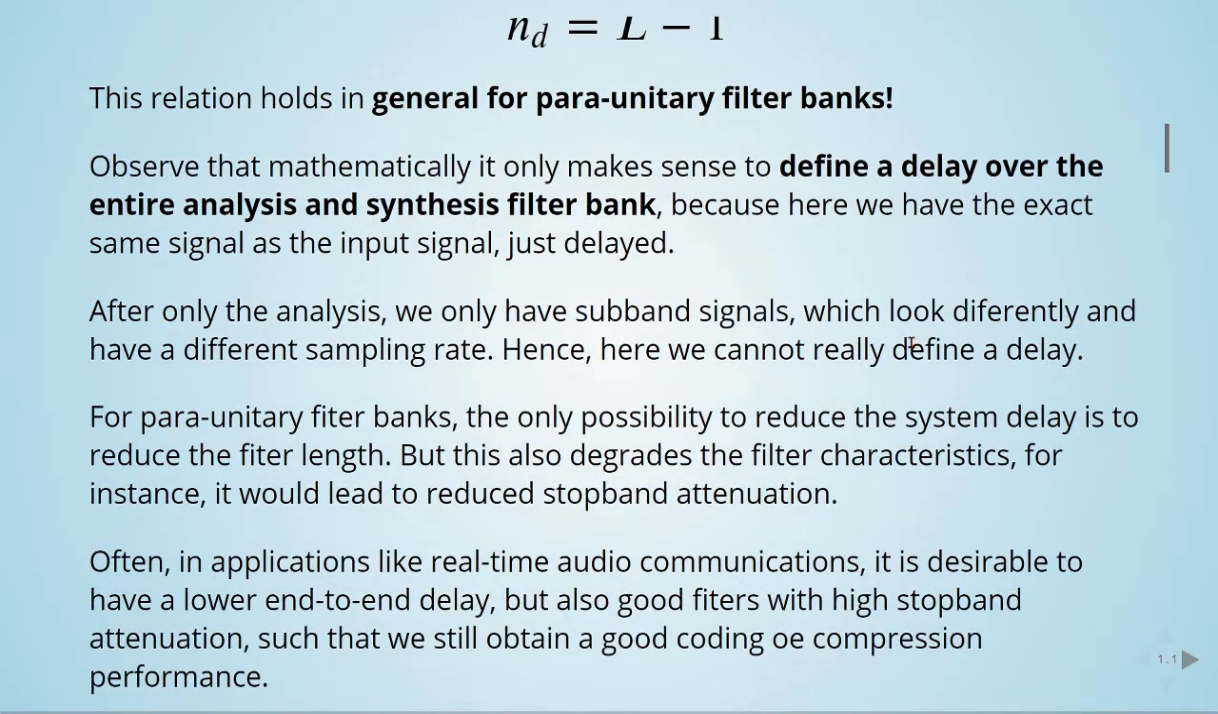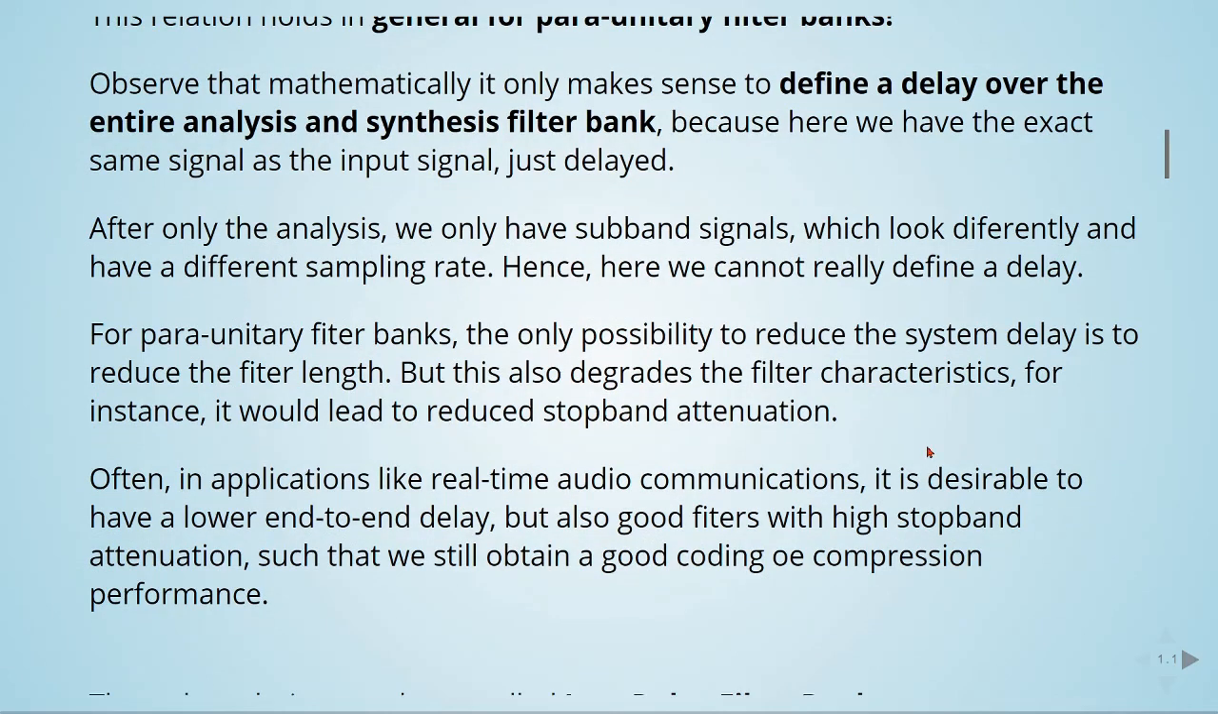For para-unitary filter banks, the only possibility to reduce the system delay is to reduce the filter length. But this also degrades the filter characteristics. For instance, it would lead to reduced stop band attenuation. Often in applications like real-time audio communications, it is desirable to have a lower end-to-end delay, but also good filters with high stop band attenuation, such that we will still obtain a good coding or compression performance.